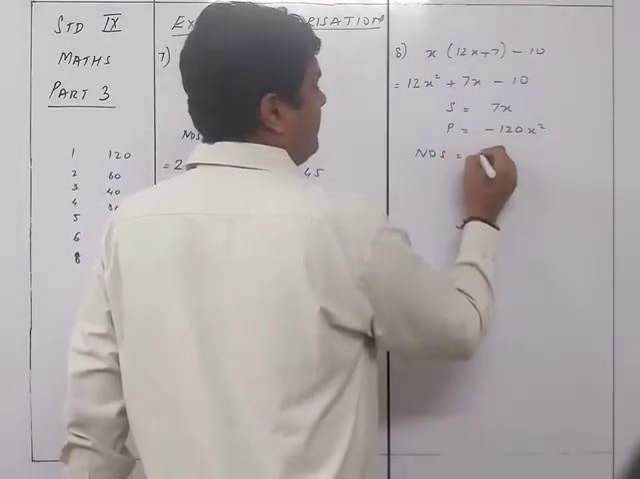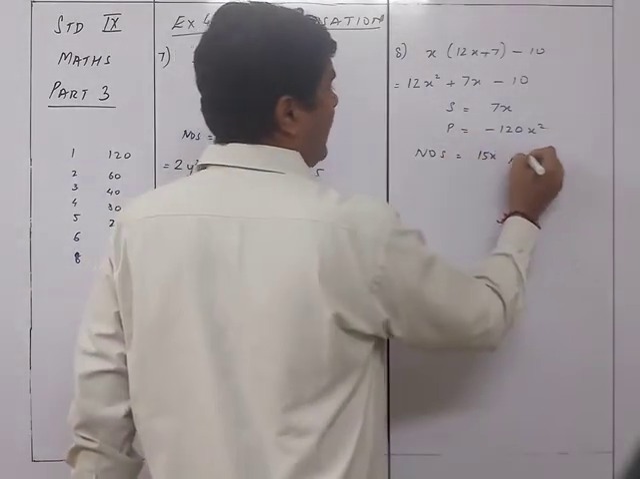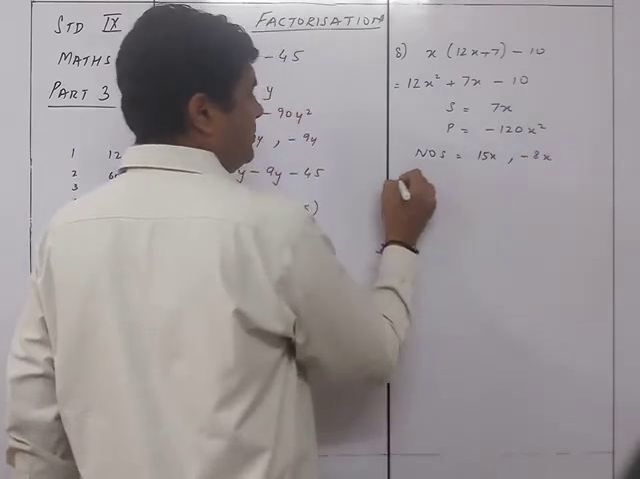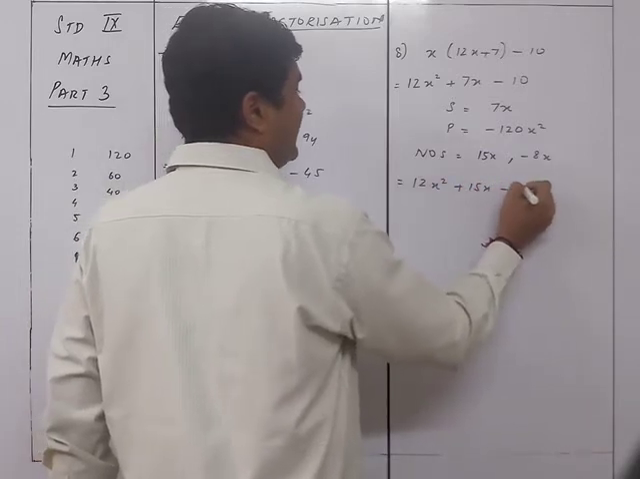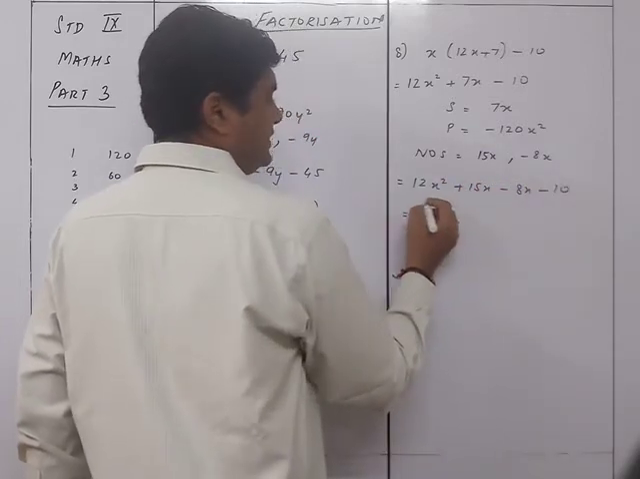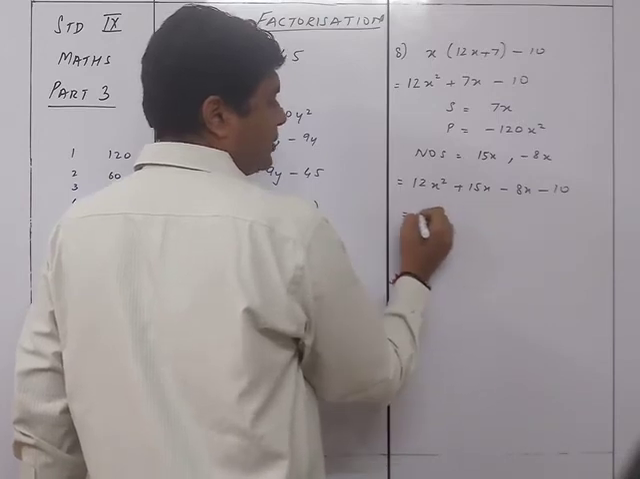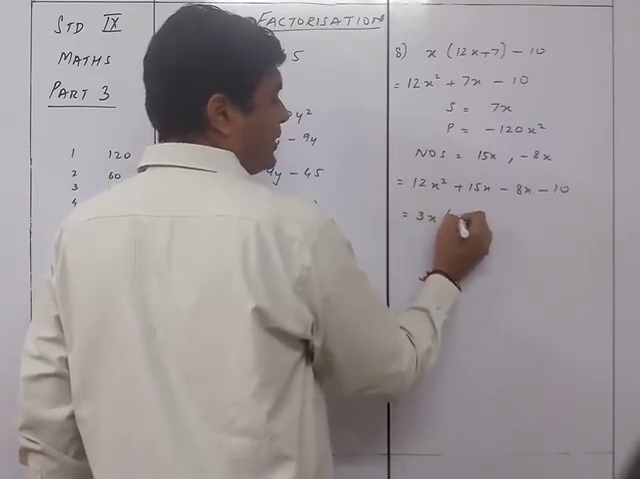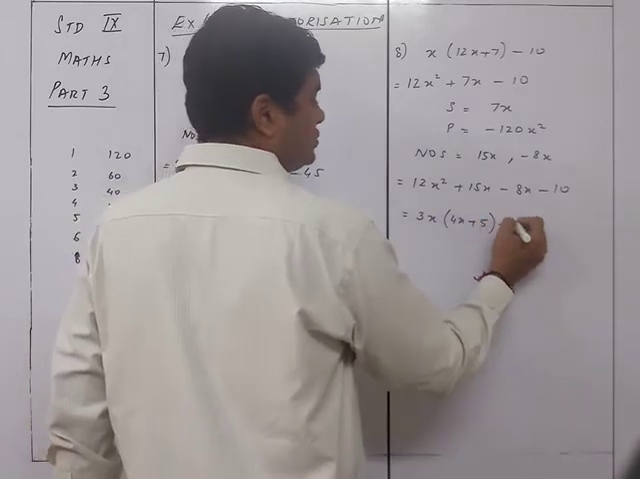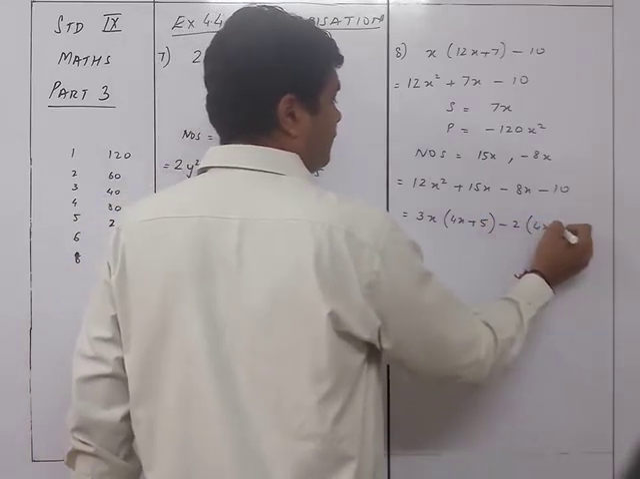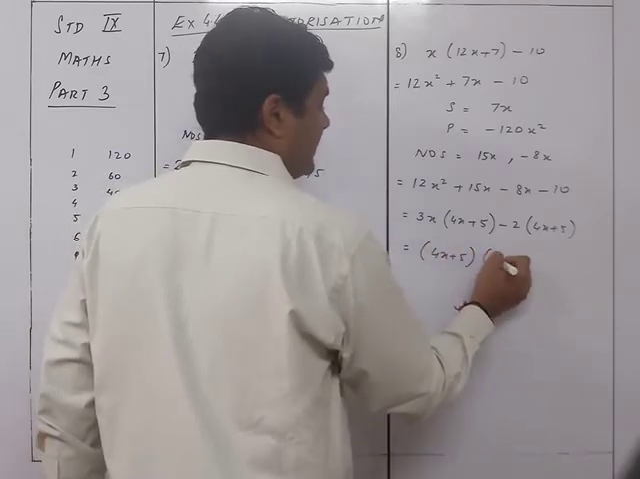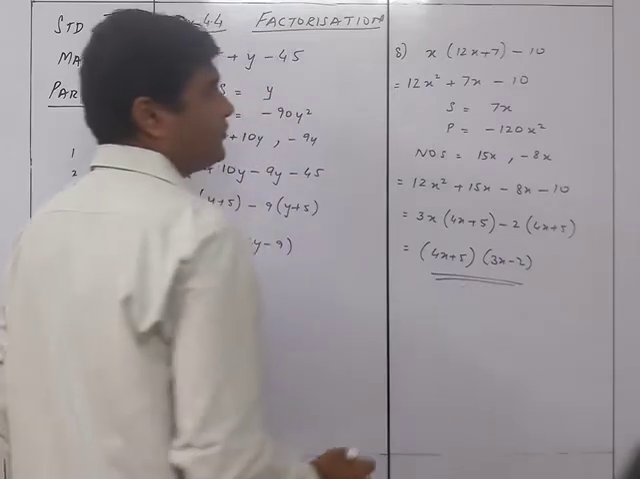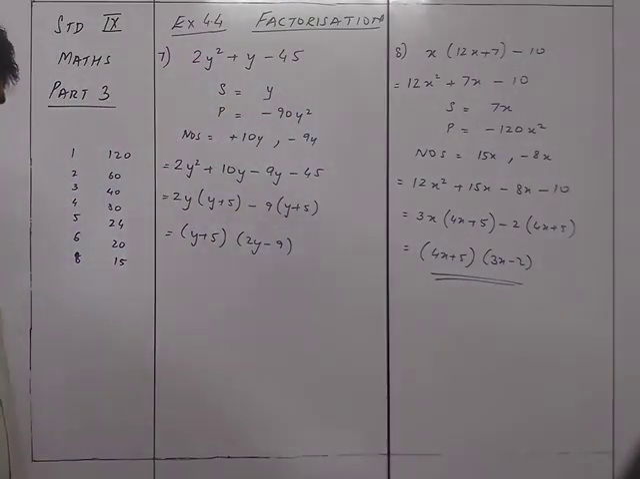So it will be 15x and minus 8x. So accordingly it will be equal to 12x square plus 15x minus 8x minus 10. So that's equal to you get a common thing will be 3x. So it will be 4x plus 5 minus 2. It will be 4x plus 5. So that gives me answer as 4x plus 5 and 3x minus 2 for the 8th question. Is it clear? So very simple.